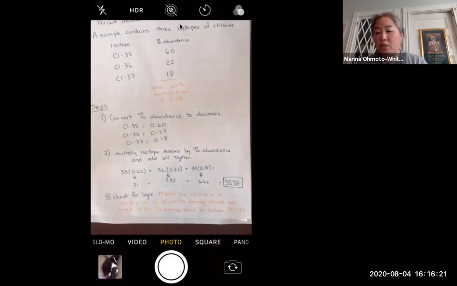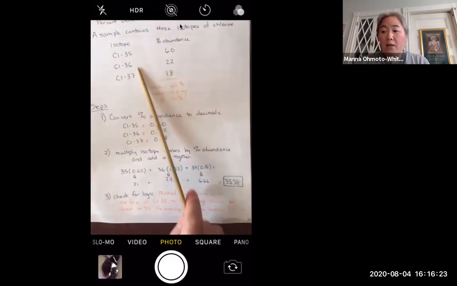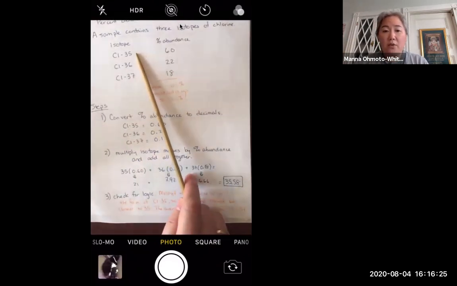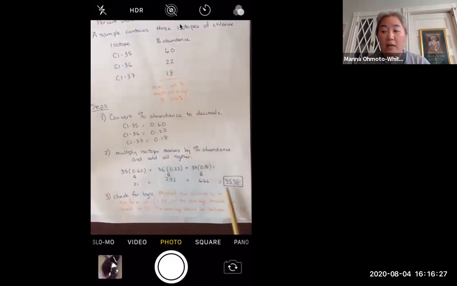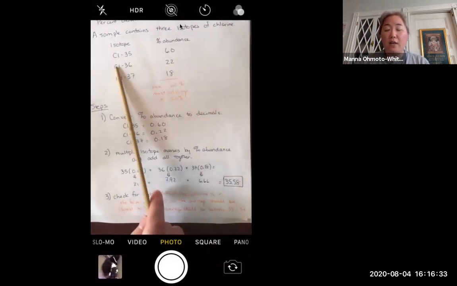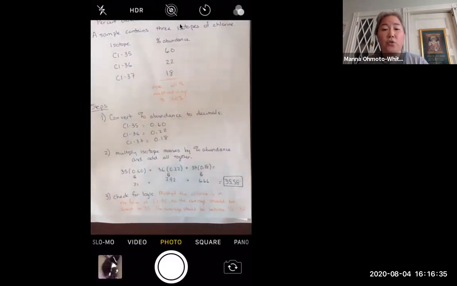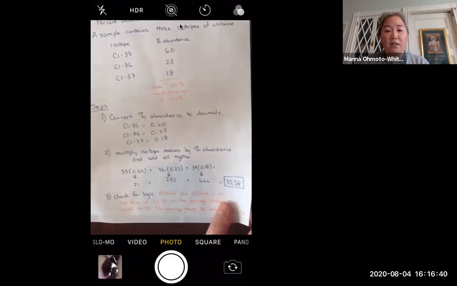Then you check for logic. My isotopes are between a mass of 35 and 37, so my average should be somewhere between 35 and 37. And I have more of chlorine 35, so my mass should be closer to 35 than to 37, and 35.58 is between 35 and 37 and closer to 35.